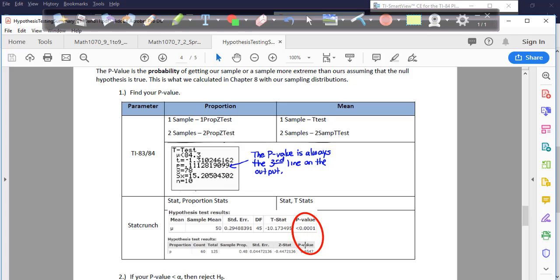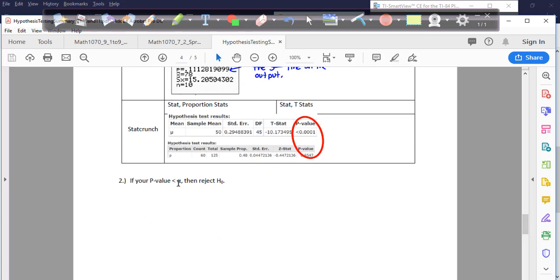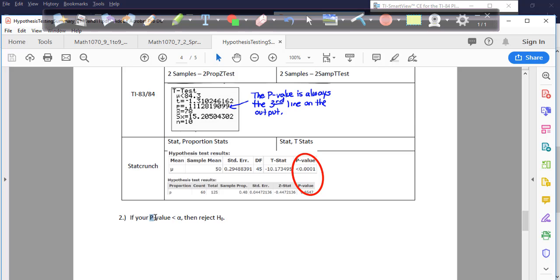So what we do with this probability is we compare it to alpha. If our p-value is smaller than alpha, our level of significance, our probability of making a type 1 error, if the probability of getting our sample is much smaller than our alpha value, typically 5%, 0.05, 10%, 0.10, or 1%, 0.01, then we reject the null hypothesis. And when you reject the null, that's because you have sufficient evidence.